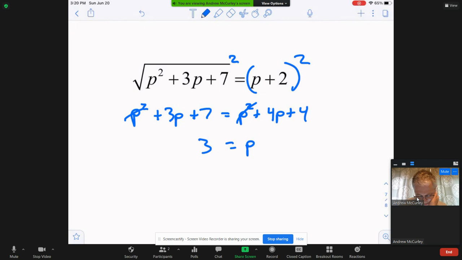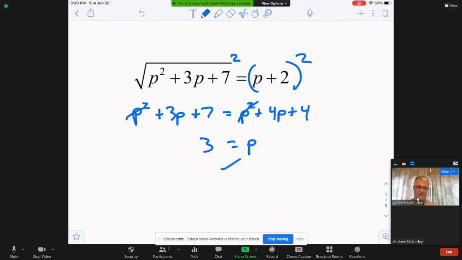That's one I'll check. On the right, it's got a 5. It's 3 plus 2 is 5. Okay. On the left, 9 plus, looks like another 9. So that's 18. 18 plus 7 is 25. Square root of that is also 5. So that one works. Good. That one works. You don't have to write down your check. You can do it mentally. That's fine.